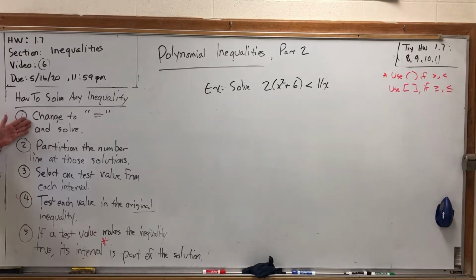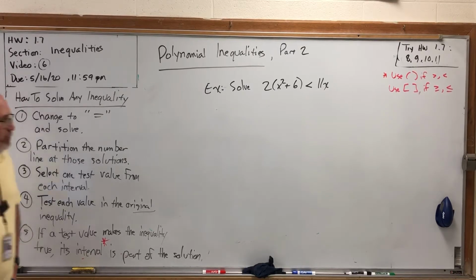Step 1, change to equal and solve. Step 2, partition the number line at those solutions. Step 3, select one test value from each interval. Step 4, test each value in the original inequality. And step 5, if a test value makes the inequality true, its interval is part of the solution.